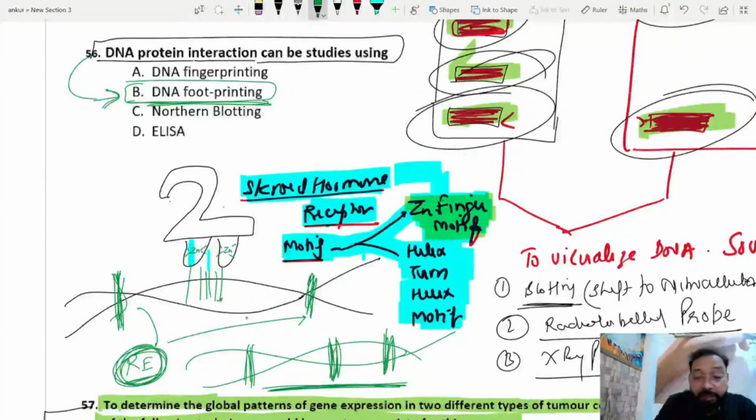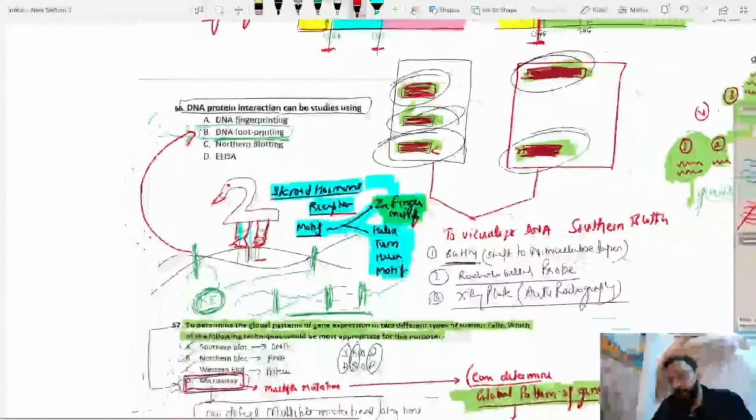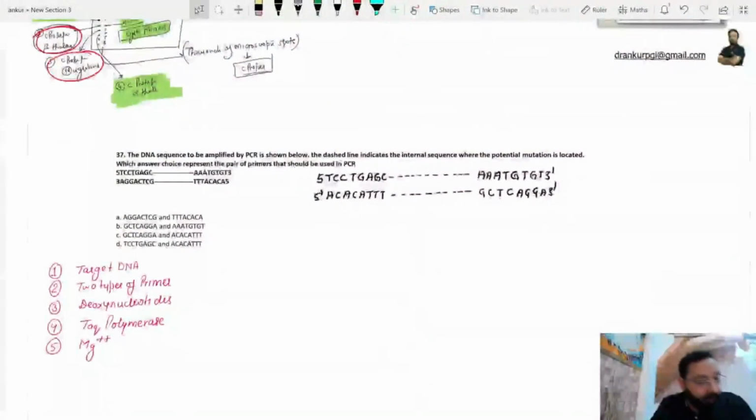Yes, I deliberately took this zinc finger motif. This is looking just like a duck, and this is looking just like the foot of a duck. Yes, so now you can easily remember DNA protein interaction is studied by DNA footprinting. Understood? So this is about now PCR, polymerase chain reaction.